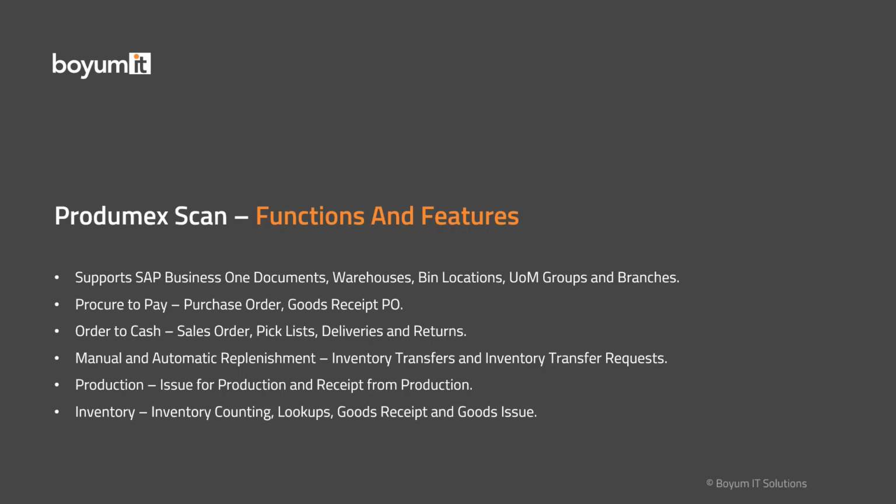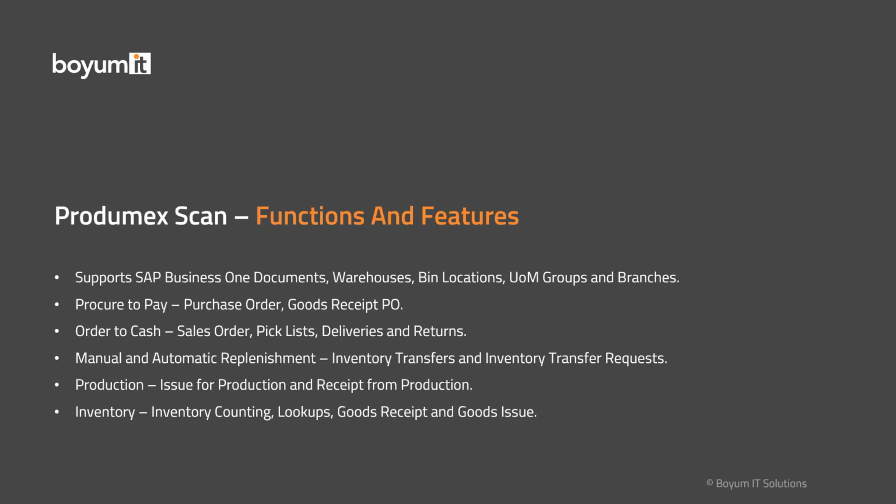Like I told you, we support all the inventory transactions in SAP Business One. We support the warehouse, bin locations, unit of measure groups, and also the SAP functionality about branches. For the transactions in SAP Business One, we have the purchasing transactions, the goods receipt PO, sales order, pick list, deliveries, and sales returns. Also, we support inventory transfers and inventory transfer requests.